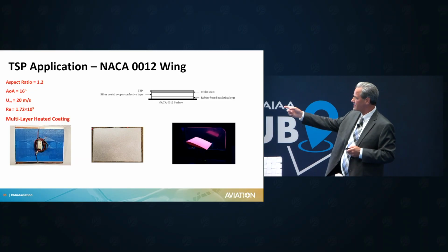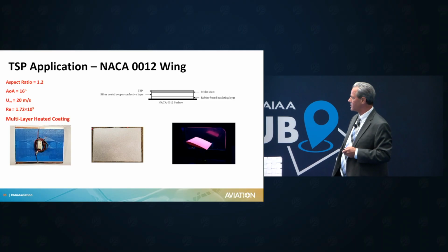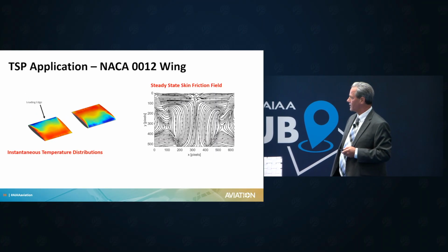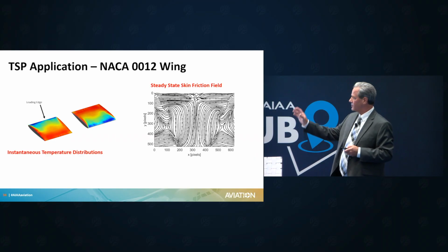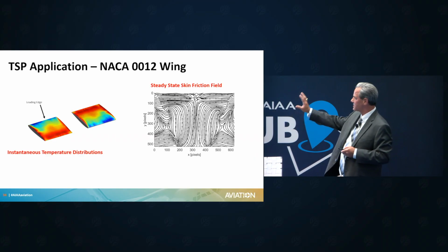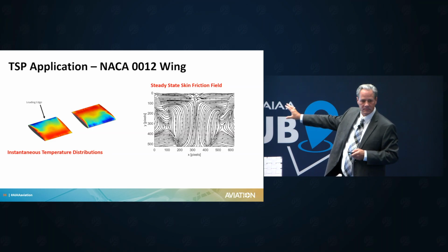And here you can see that setup with the multi-layer heated coating. And it provides an instantaneous temperature distribution. And then what we're able to do at Western is extract steady state skin friction from that test.